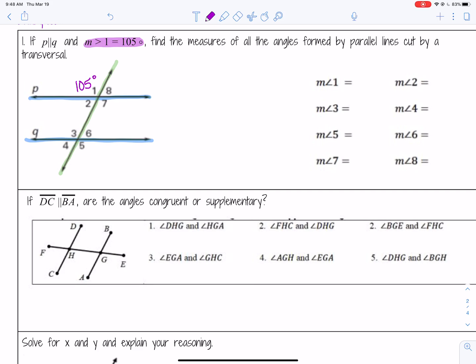Like you can start by finding angle 2, 8, or 7, just straight from that 105, because those are vertical angles. I'm just going to say that 7 would have to be 105 because it's right across the intersection of those 2 lines from angle 1. So let's just fill in as we go. So angle 1 is 105 degrees, and so is angle 7. And then 2 adds up with 1 to be 180.